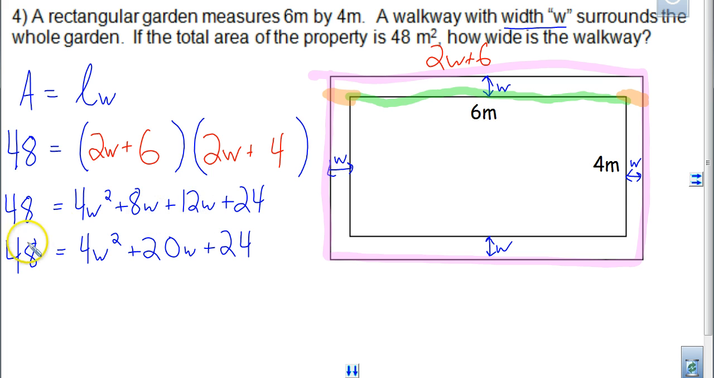So if I want to solve this equation by factoring to find out what W would have to be, I now also have to have the 48 on that side so that I have just 0 on one side. Again, the 0 can be on either side, it doesn't really matter. So I'll have 4W squared plus 20W. I have plus 24, but I'd have to subtract 48 to move that over, so that'll be minus 24. At this point, I could factor this and then solve for the values of W, but I will wait until we're in class to finish that off.